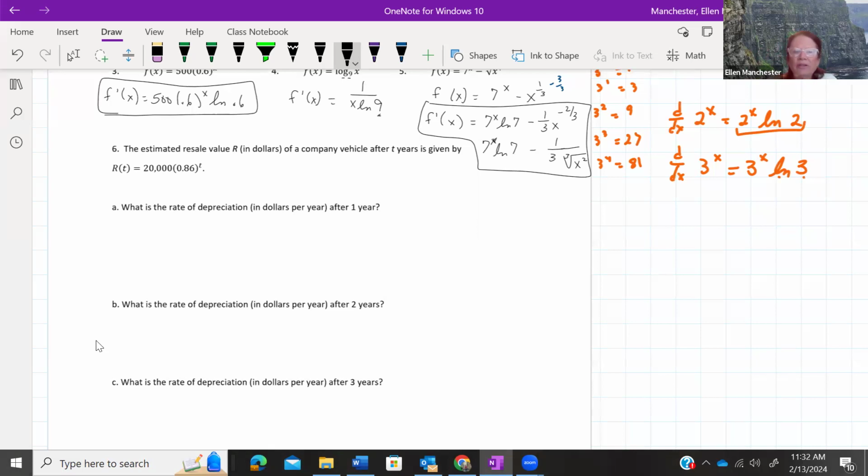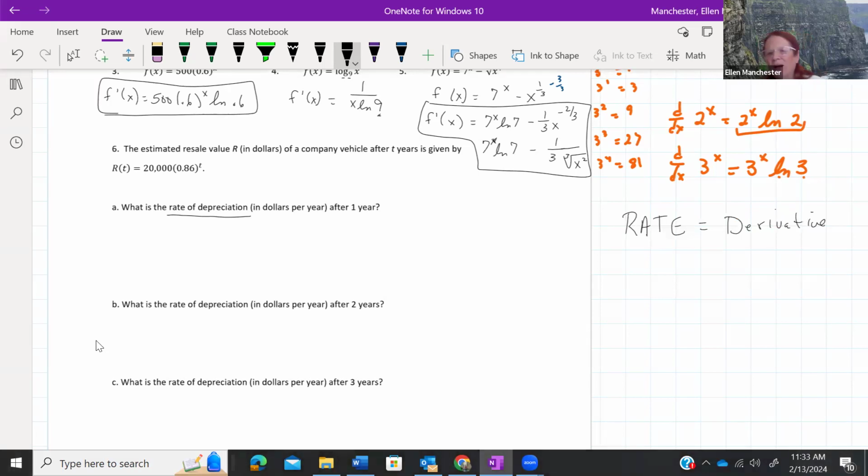So this is a function that shows, so the 20,000 represents the starting amount. Okay, the 0.86 represents the percent. So you can look at it as 86% for every year that you own the car. That's what your car is worth. Okay, so if we're looking for the derivative of this, because we want to find the rate of depreciation, right? So when you see the term rate, and this is going to be key when we get into the word problems and related rates, rate equals derivative.